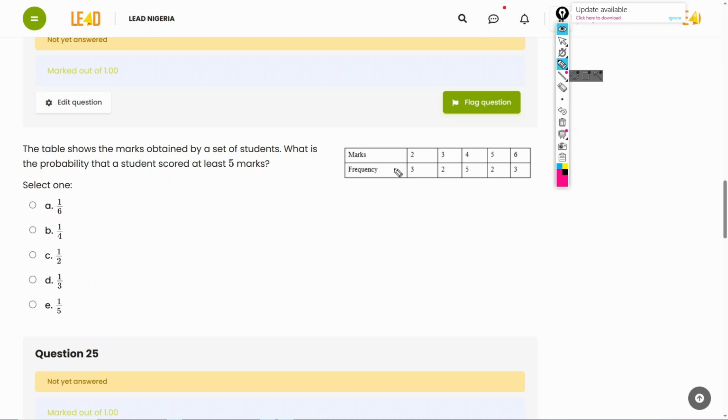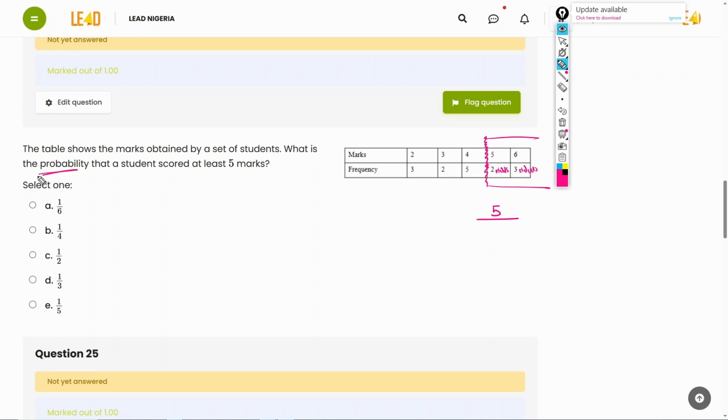that a student scored at least 5 marks. So at least 5 marks means 5 and above, right? So that means we are talking about what's the probability that a student is in this region. All right, so how many students do we have in this region? For 5 marks, we have 2 students. And for 6 marks, we have 2 students too, right? So we have 5 students in total that scored at least 5 marks, over the total number of students, right?